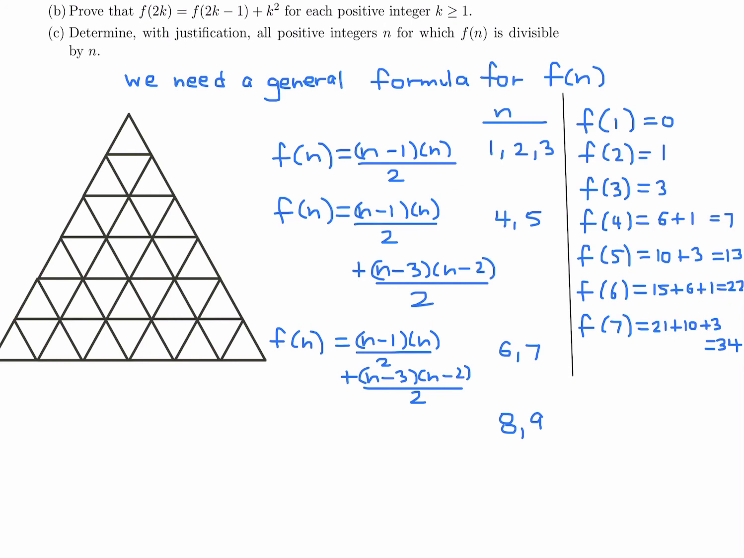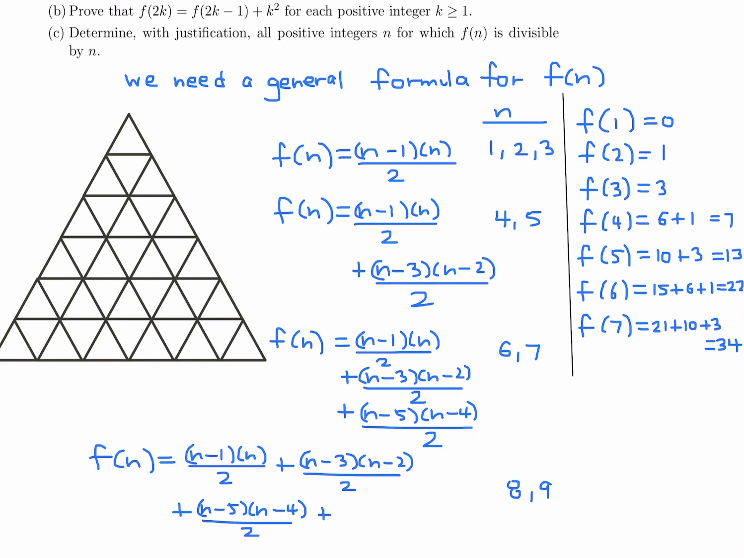So we go right back to the same thing, and it's going to be n minus 5 times n minus 4 all over 2. All right? And then I'll just do one last one, which is when n is equal to 8 or 9. It's pretty much the same thing. But this time you're going to add n minus 7 times n minus 6 all over 2. Okay? And this just keeps on going and going and going.